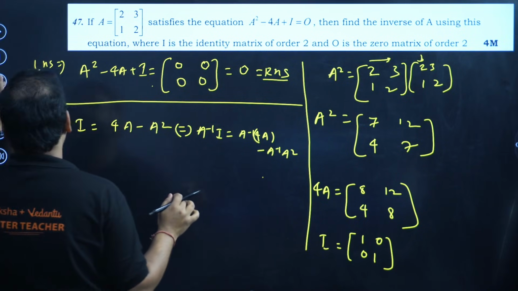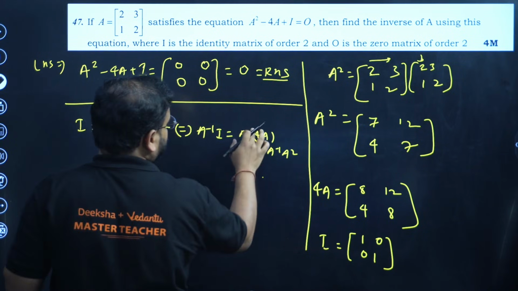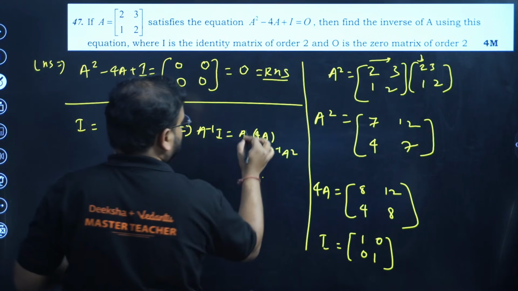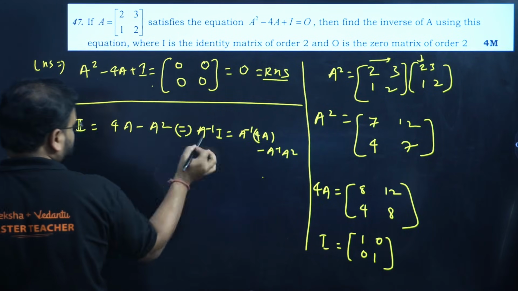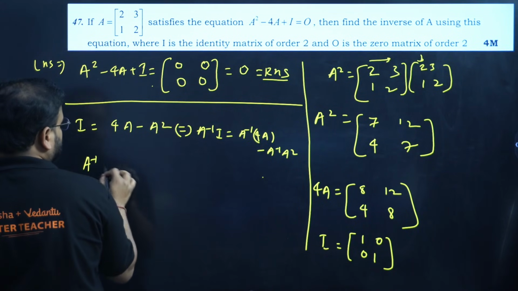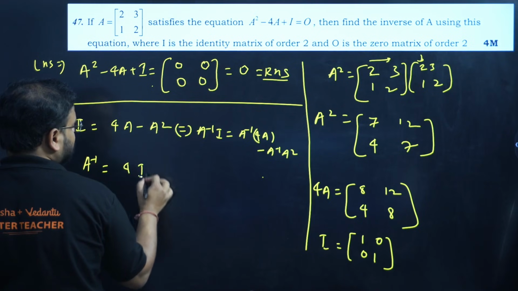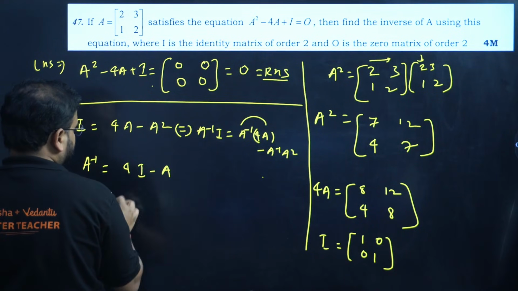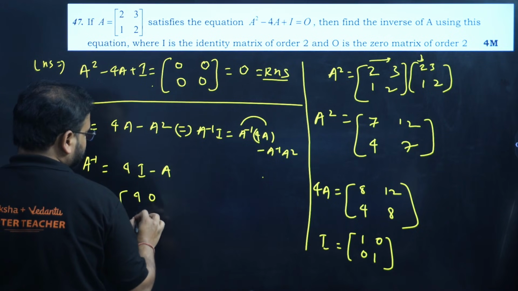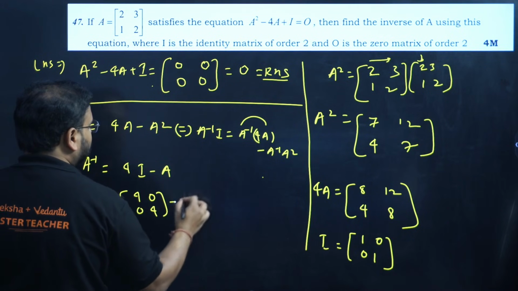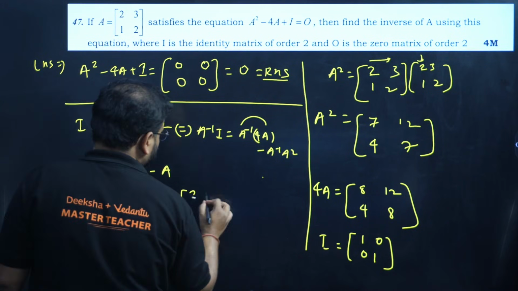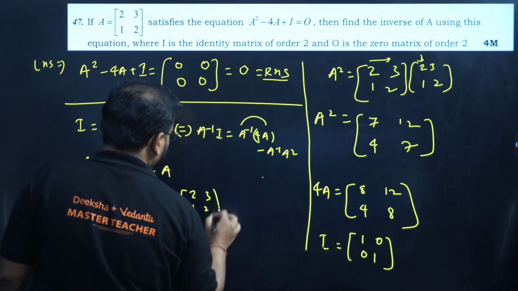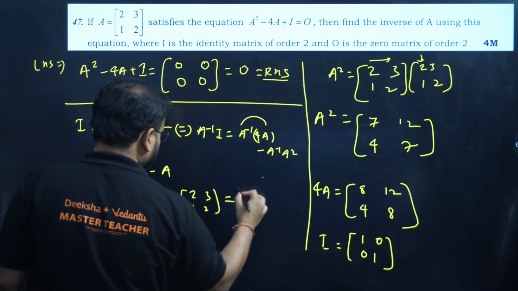Check here. So we have A inverse into I as simply A inverse. This will be 4 into A inverse into A, which is I, and we have over here simply A left. 4I is what? 4004. That is 4I. What is A? A value is 2312.